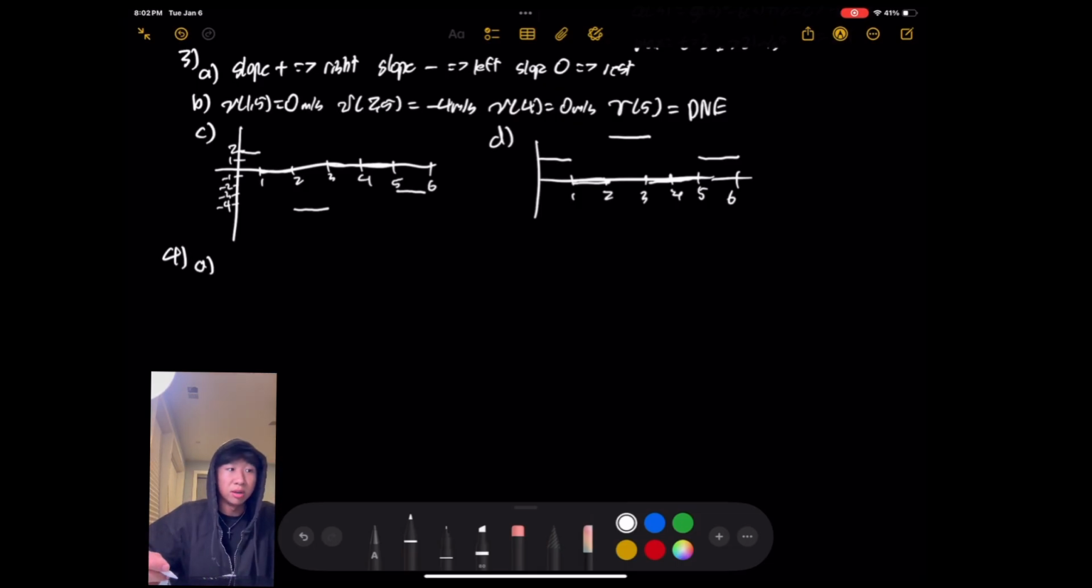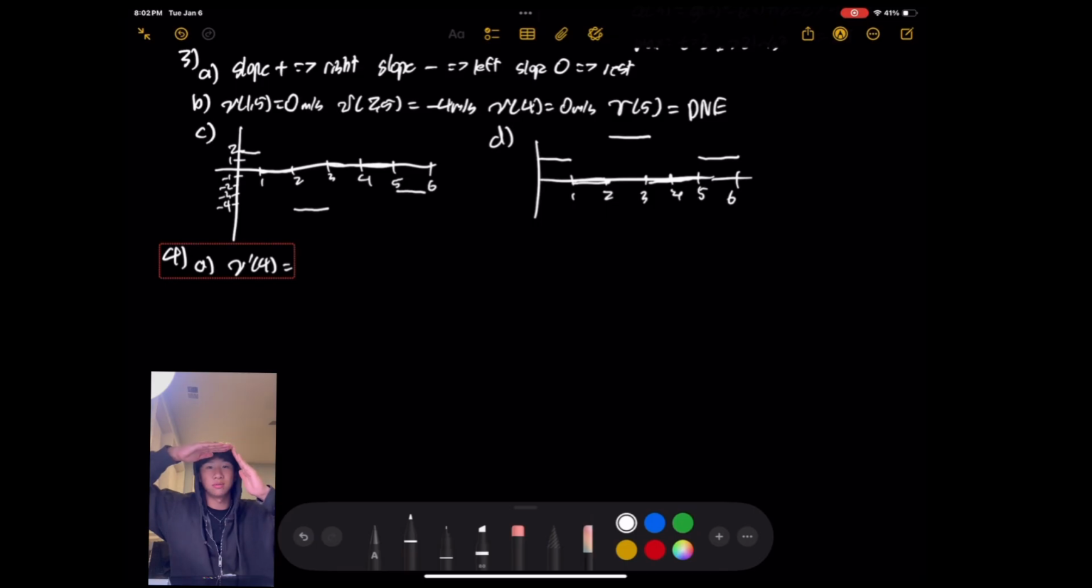So let's try to find v prime of 4. V prime of 4. So what is the slope of the velocity graph at 4? Well, guess what? 4 is another corner. It's like this, another corner. It's not voluptuous and curvy, meaning we cannot find the slope of it because it's a corner. So this is going to be D and E.